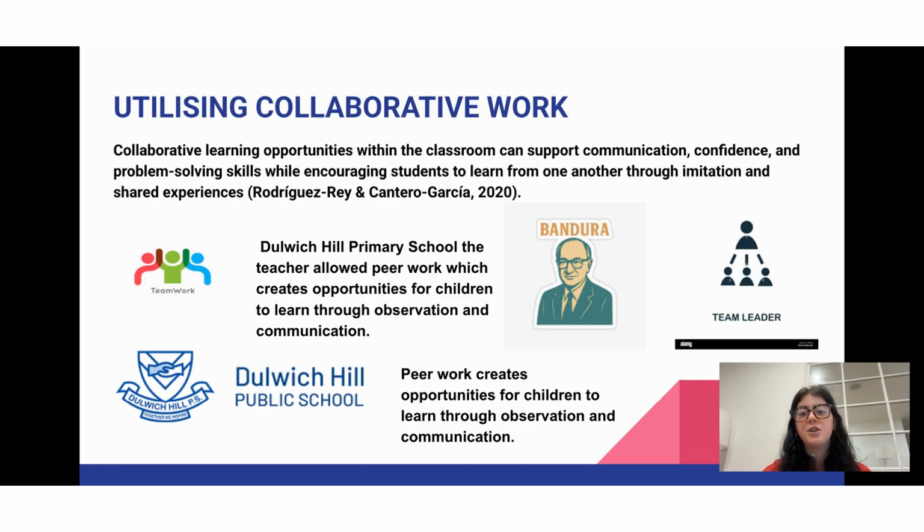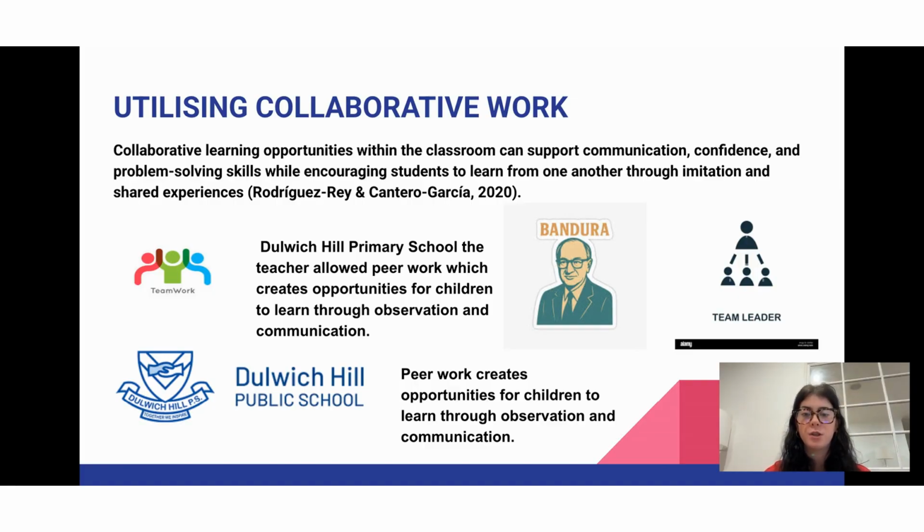I noticed teachers utilizing these strategies in order to demonstrate the task and to then assist the students in their learning. For example, at Dulwich Hill Primary School, the teacher allowed peer work, which creates opportunities for children to learn through observation and communication. A student from this school had the preference of working as a team with peers and was taking the leader role by guiding her group in the activity that was being completed.